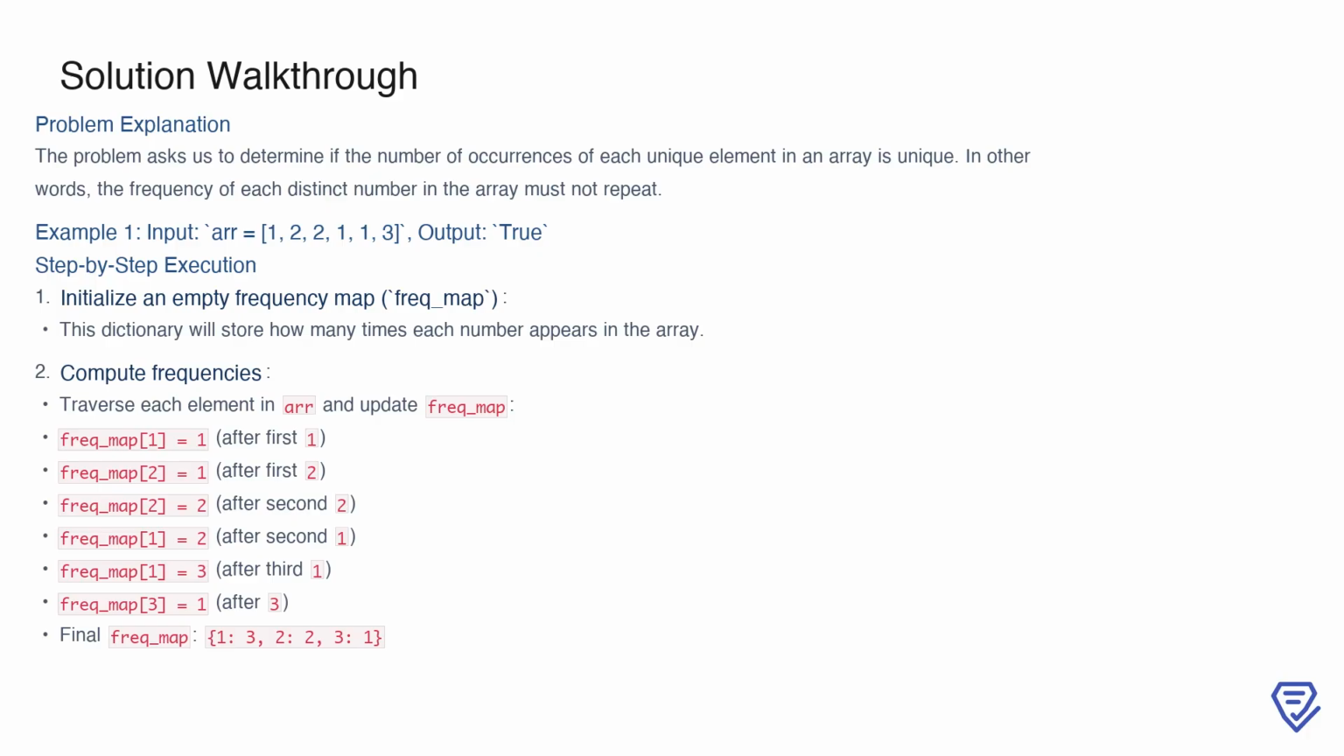First, we initialize an empty dictionary called frequency_map to keep track of how many times each number appears in the array. Then, as we traverse the array, we update the frequency of each number. After processing all the elements, our frequency_map ends up looking like this: 1: 3, 2: 2, 3: 1. This tells us that the number 1 appears 3 times, 2 appears twice, and 3 appears once. This frequency map is the foundation for the next step of the solution.